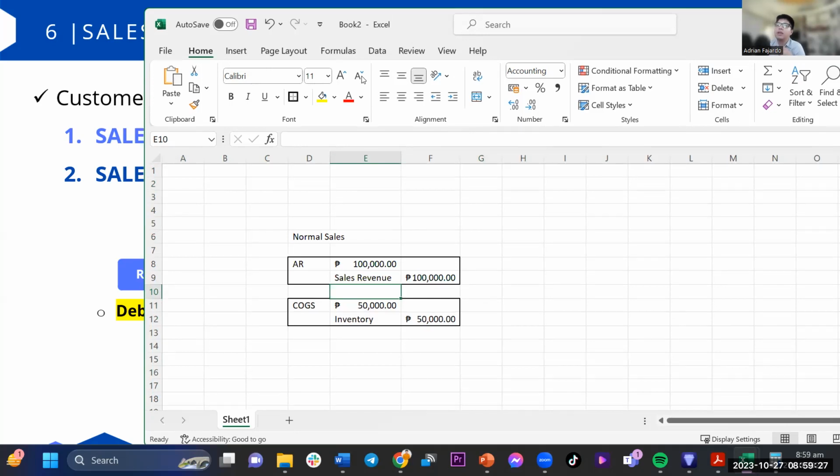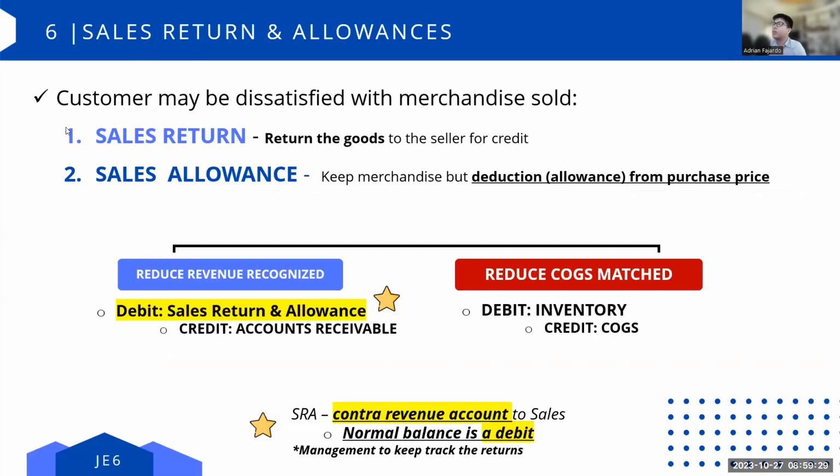Now, the problem here is that customer may be dissatisfied with the merchandise sold. So, isusulit nila yung kinuha nila. Therefore, revenue pa rin ba pag sinulit nila? Definitely not, right? So, what will happen? Kailangan mong i-reverse a portion of the revenue that you recognized and i-reverse yung expense that you recognized.